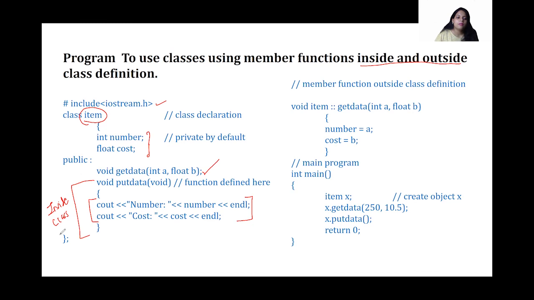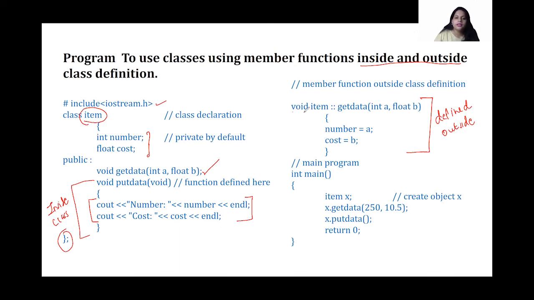Let us see, my class is ending here. After that, we have get data, which is defined outside, right? We are declaring it inside the class definition, but we are defining it outside. So this becomes the outside class definition. This one becomes the inside class definition. So my function is ending here. After that, the main program is like a regular one.